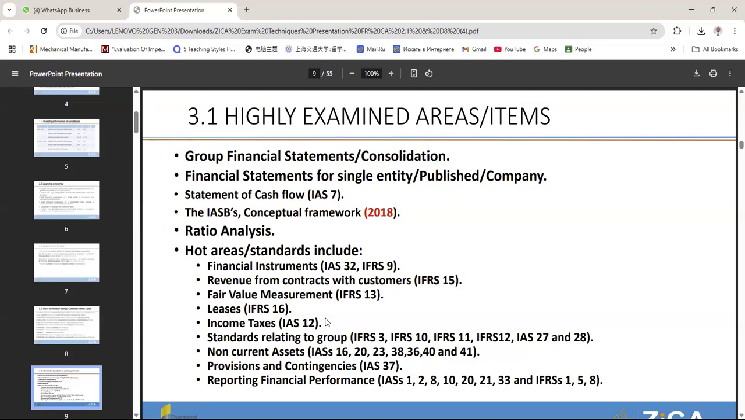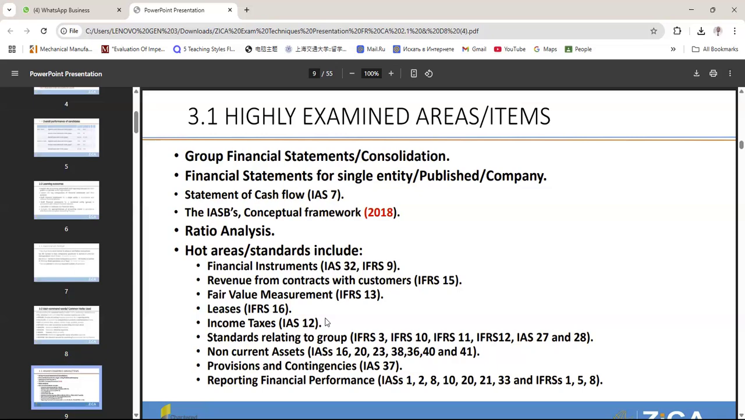IAS 12, whether you like it or not, you will come across it in the exam, mostly under a published company. So under IAS 12, you have to know the current tax and deferred tax. When we say current tax, what are we referring to? How is it going to be tested in the exam? They will give you an estimate for the year, which you have to take to profit or loss. Then you take it also to the financial position. Then in the trial balance, you are going to find under or over provision from the previous year.